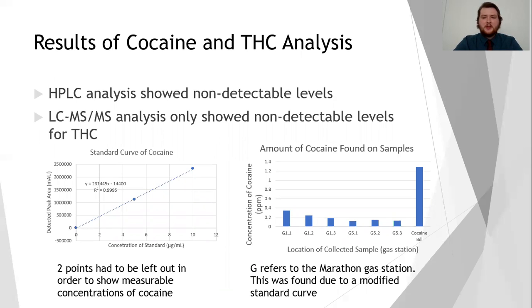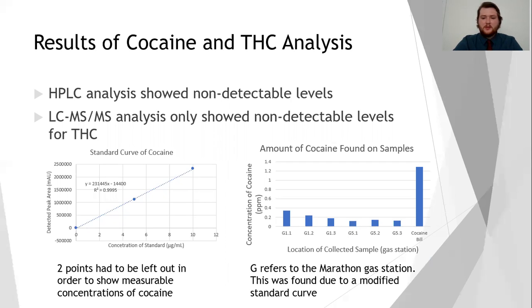For the results, HPLC analysis for the cocaine and THC samples showed non-detectable levels of both analytes. So that was why LC-MS/MS was included as another form of analysis, because it has a lower level of detection. This analysis via LC-MS/MS showed non-detectable levels for THC. Below, you will see a standard curve graph and a bar graph for the cocaine that was found. It is important to note that two points were taken out of the standard curve to ensure that the line was more linear, so that the amounts of cocaine could actually be calculated due to them having higher peak areas.